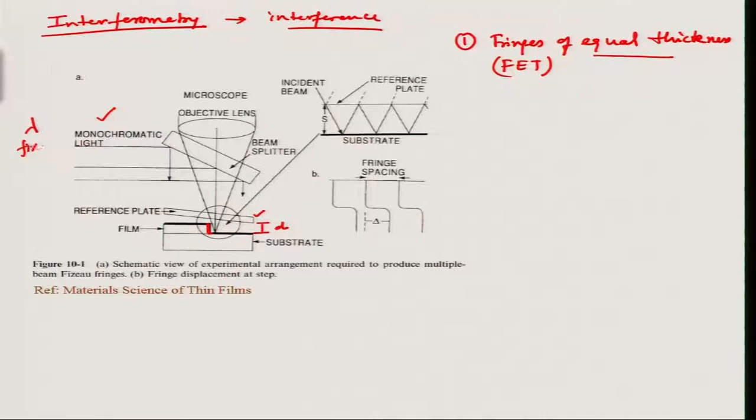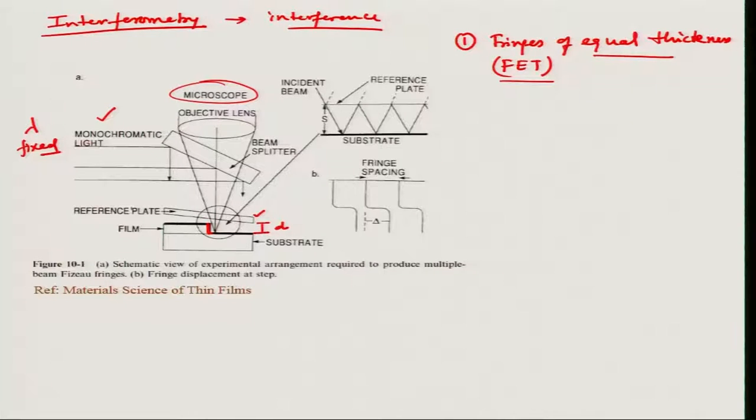Now, how you do it: through an objective lens or a beam splitter, you shine the light. This beam splitter reflects the light onto your substrate, and then you scan this onto your surface. The light reflected from these surfaces is collected and observed by a microscope through an objective lens. So this is the principle on which this method works.